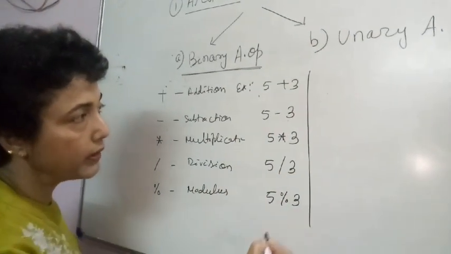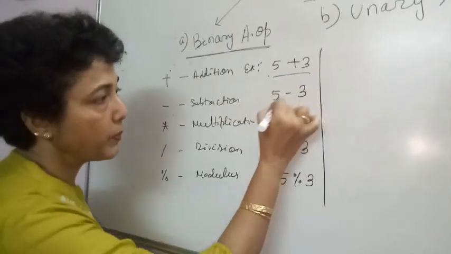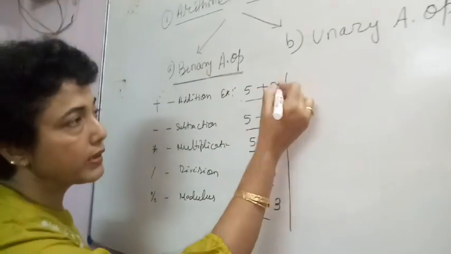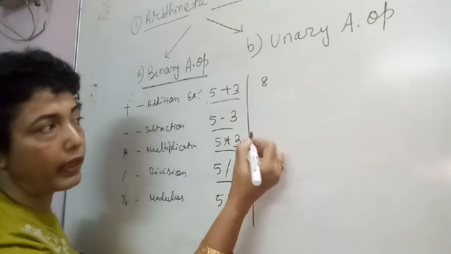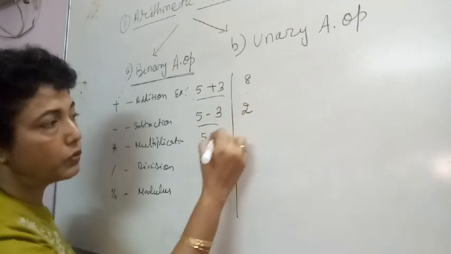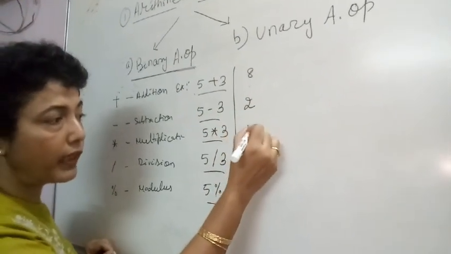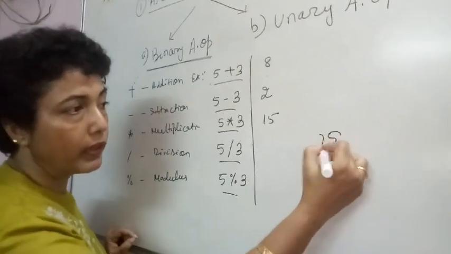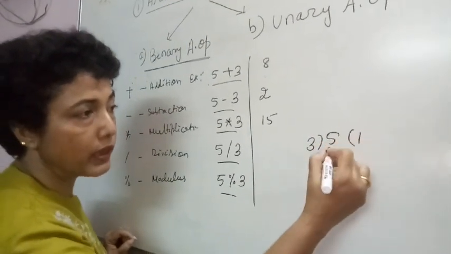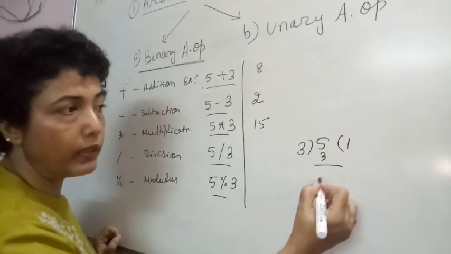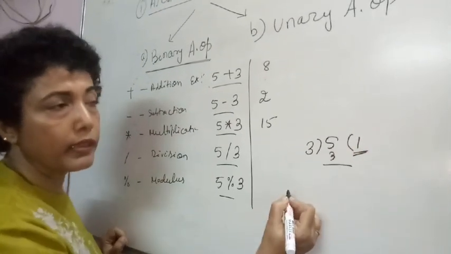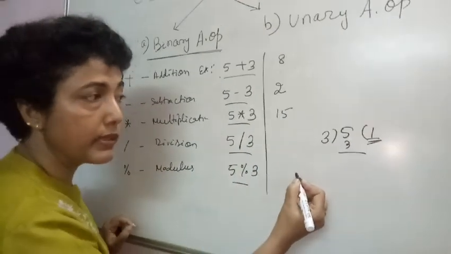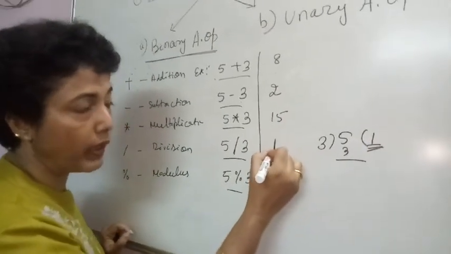Each of these is an arithmetic expression. The answer to 5 plus 3 is 8, 5 minus 3 is 2, 5 into 3 is 15. Now 5 divided by 3: 3 ones are 3. Whenever division is used, the quotient is always taken as the answer. Here the answer is 1.